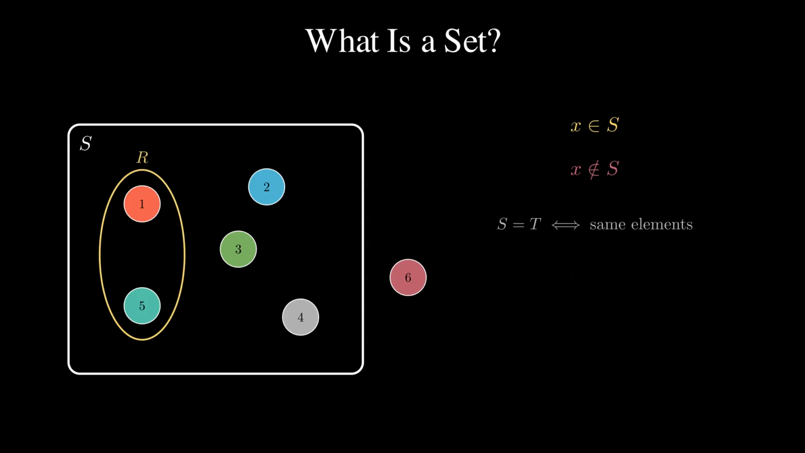Now suppose every element of one set is also an element of another. Then the first is a subset of the second. This still allows the two sets to be equal. When they differ, we call it a proper subset. And here is a fact that will become useful. Two sets are equal if and only if each is a subset of the other. That double inclusion is how you prove two sets are the same.